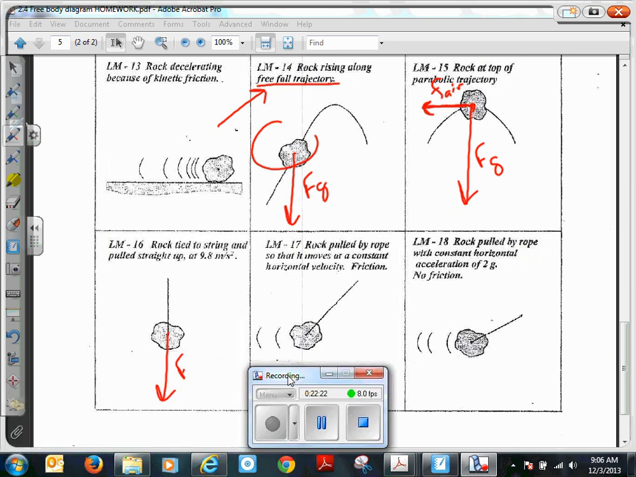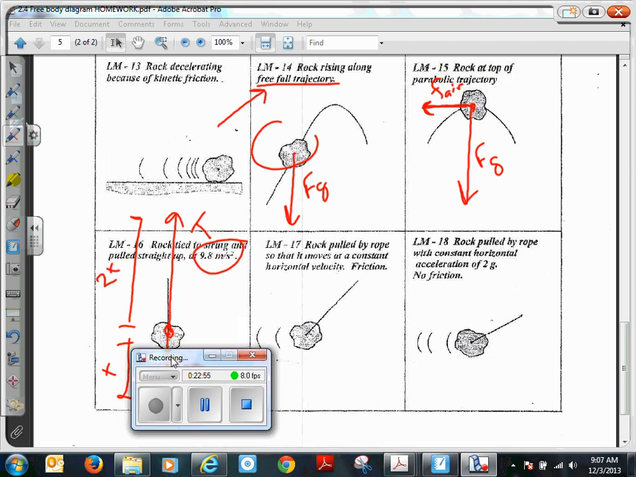Okay, so this one is going to be force of gravity, and this tension has to be twice as long as that. So if this is x, then this is 2x, and the reason why is because it's accelerating upward at 9.8, and if the tension was just the same as the force of gravity, it wouldn't be accelerating. If it's twice the force of gravity, it would be accelerating at 9.8.